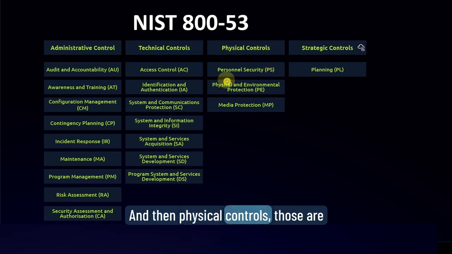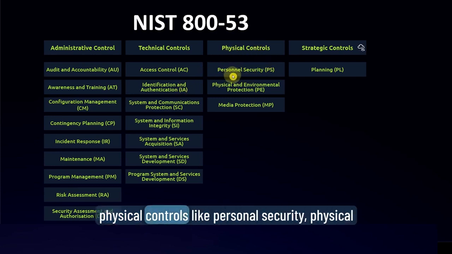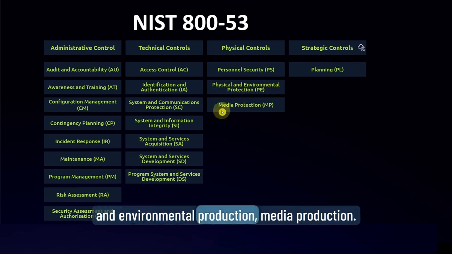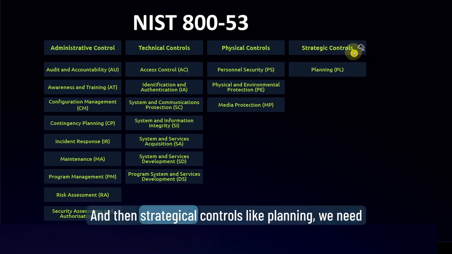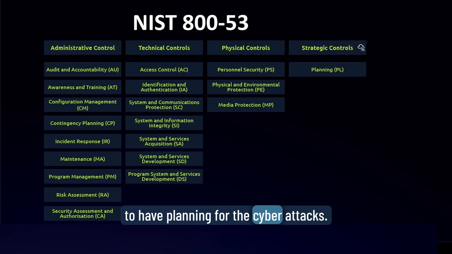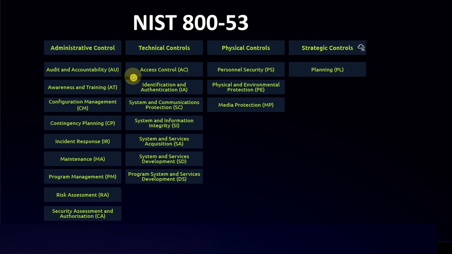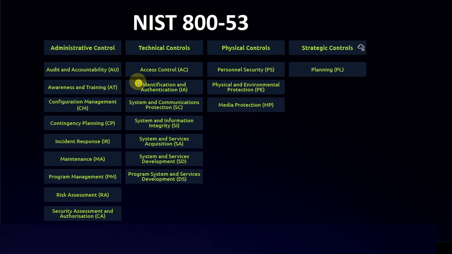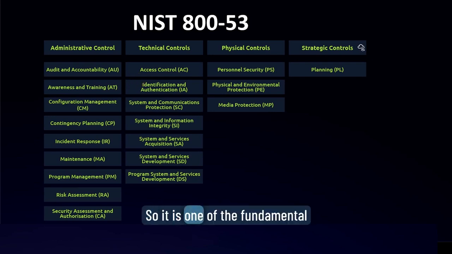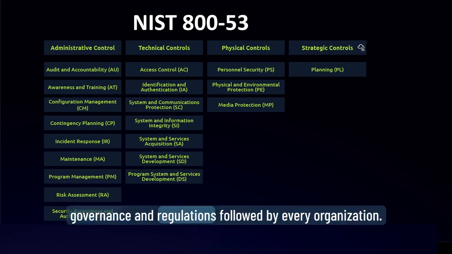And then physical controls, like personnel security, physical and environmental protection, media protection. So the media, like video, audio and other media controls. And then strategical controls like planning. We need to have planning for the cyber attacks. So these are all the controls available in the NIST 853. It is one of the fundamental governance and regulations followed by every organization.